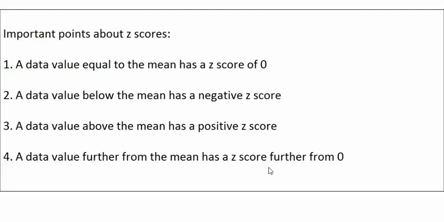So all I'm really saying here is that a z-score tells you two things. It tells you if the data value is below or above the mean, and it also tells you how far from the mean the data value is.